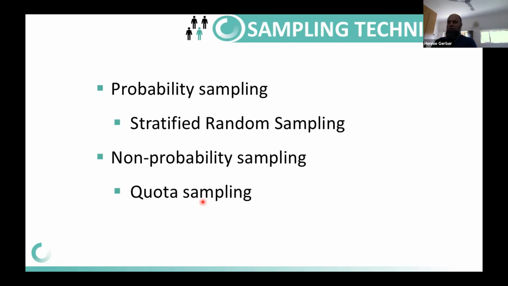Although you cannot generalize, it's a better sampling method because you get representativity. It's not always possible to use this. If you use something like snowball sampling or quota sampling, you must just state that you will not generalize to the population. That's very important.